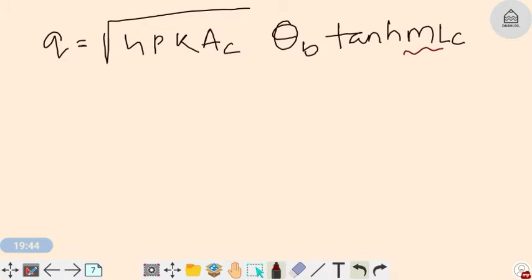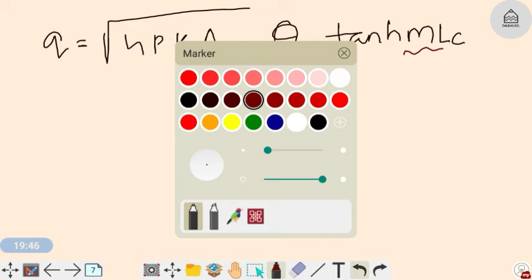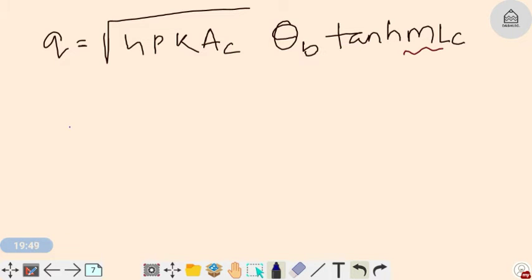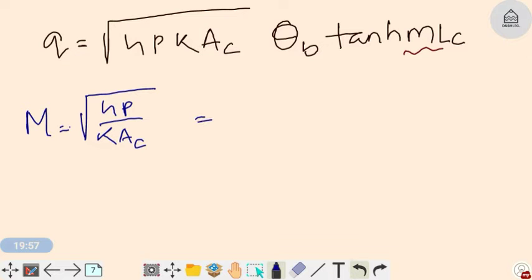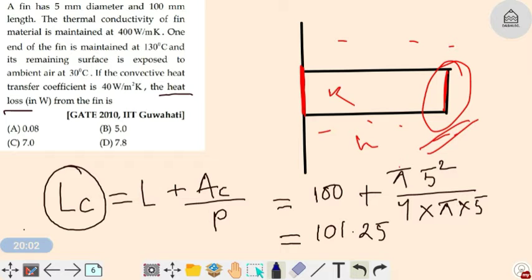So m is root over of hP by kAc. Yes or no? Yes. So h value is 40.